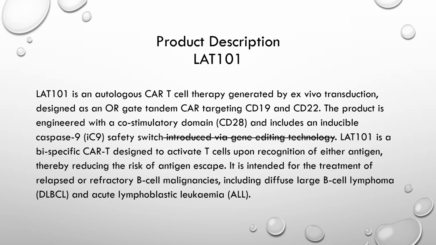It is intended for the treatment of relapsed and refractory B-cell malignancies, including diffuse large B-cell lymphoma and acute lymphoblastic leukemia. So it can be part of a treatment program. For acute lymphoblastic leukemia, the overall intention is to go for hematopoietic stem cell transplantation, and this can be the initial step to the removal of all of the cancer cells in the first instance, and then the ability to then have this stem cell transplantation.